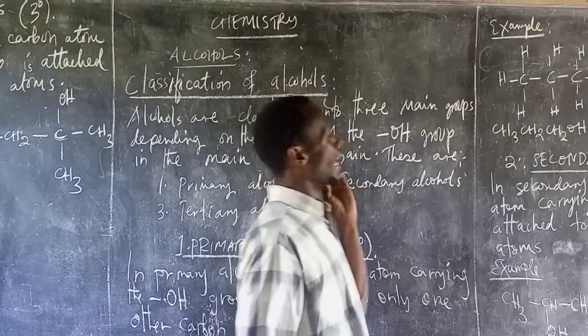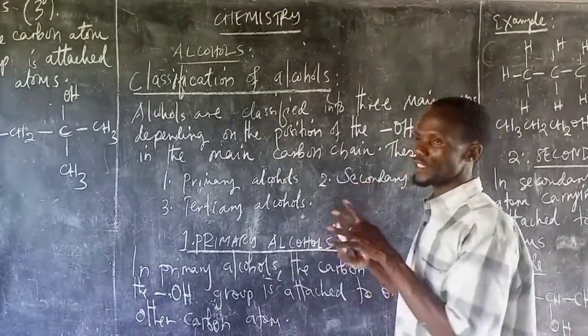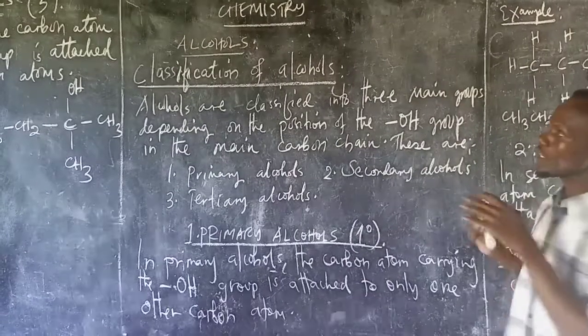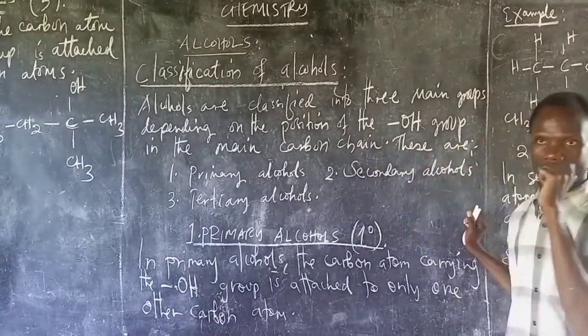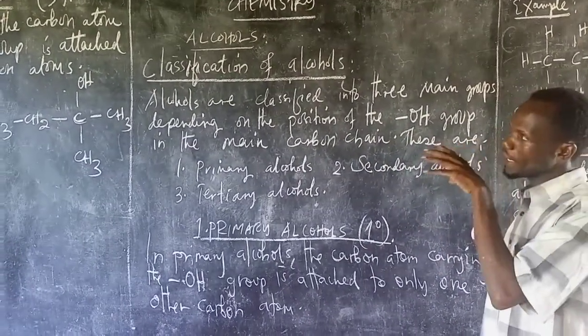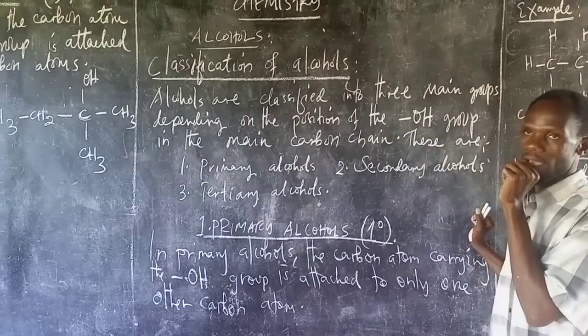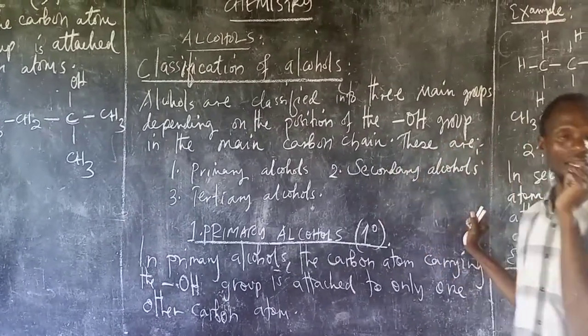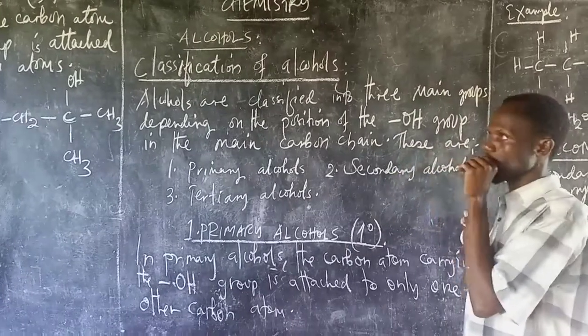The part here about alcohol is all about how we can classify alcohols, how these alcohols are classified, and how many classifications of alcohol there are. First of all, how are they classified, and how many classifications are there?